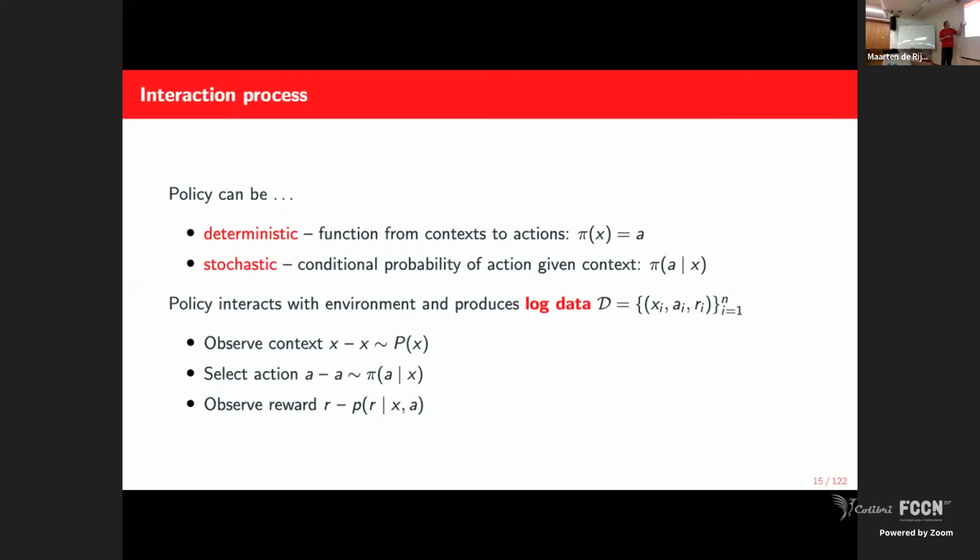And so the policy interacts with the environment. It produces log data. And you can think of the log data as a set of triples of context observed, of actions selected, and of rewards observed. Right, so if I log on to a search engine anonymously, then the context is at least the time of the day and my query. The action is what the search engine result page probably. And the observed reward is maybe a click on the item at rank 3.